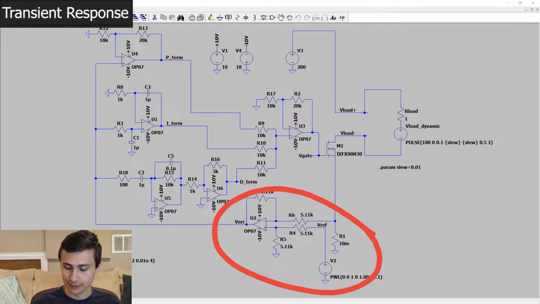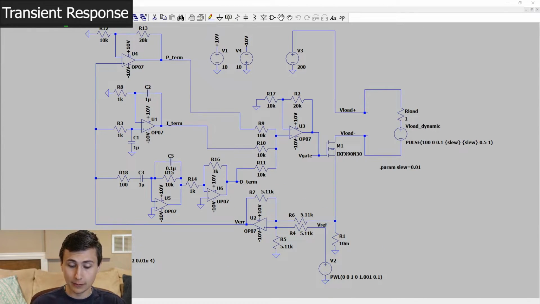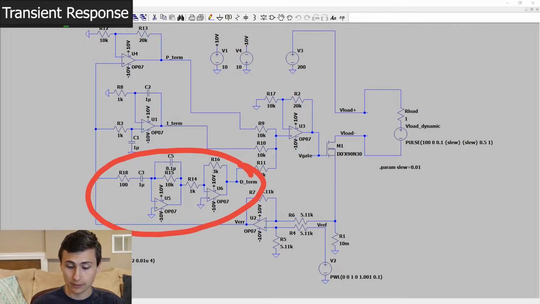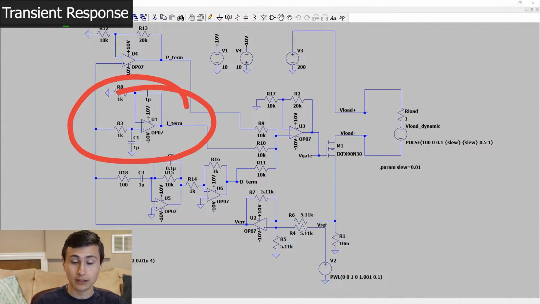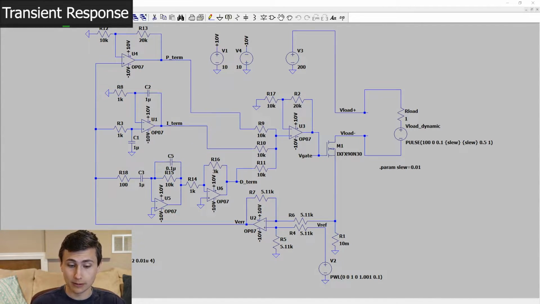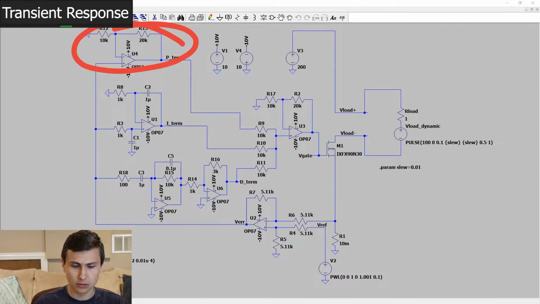Here's that difference amplifier again. We've got the difference amplifier amplifying the error. It's our error amp. Now we've got our D term, our differentiator, captured right here. We've got our integrator. We've got our I term captured in the middle. We've got our P term up top. These are equally weighted at the summer with that gain of 3. Our P term is set to 3 as well.